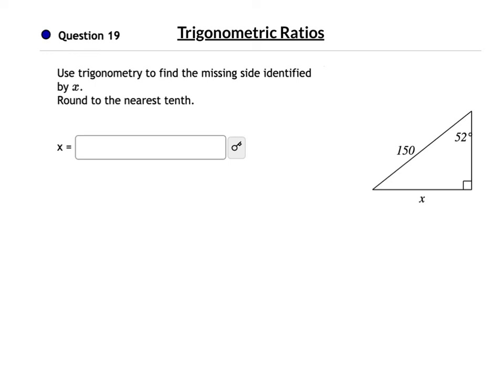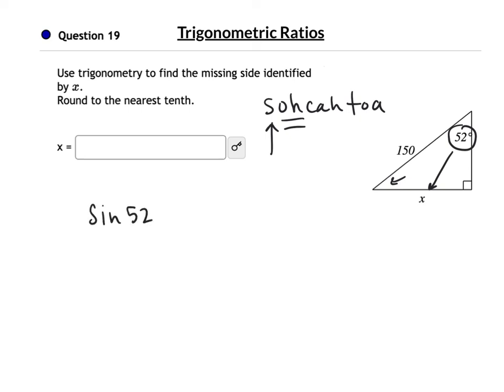Now we're going to find some lengths. And as we do each question, we need to remember SOHCAHTOA. Look at what we have. We have a 52. Remember, you could find that angle and use it if you wanted, but I'm just going to use the 52. We have the opposite side, x, and we have the hypotenuse. Opposite and hypotenuse is sine. The sine of 52 is equal to the opposite x over the hypotenuse, 150.